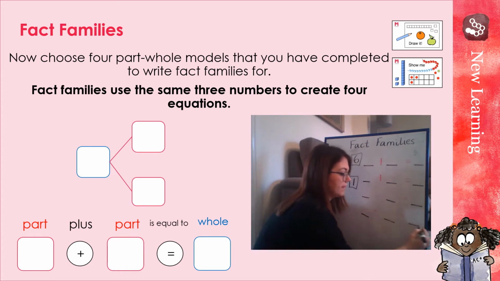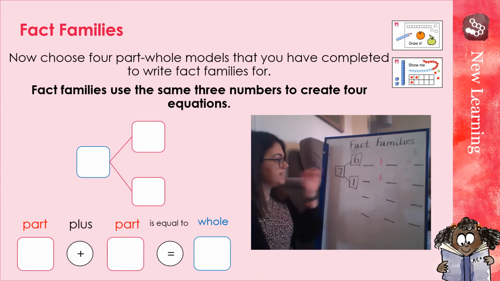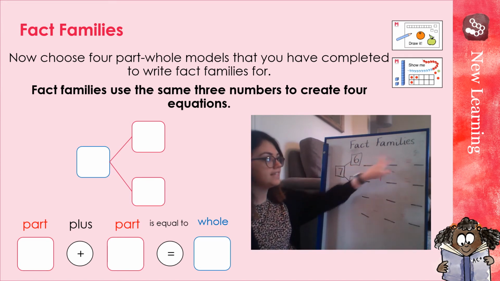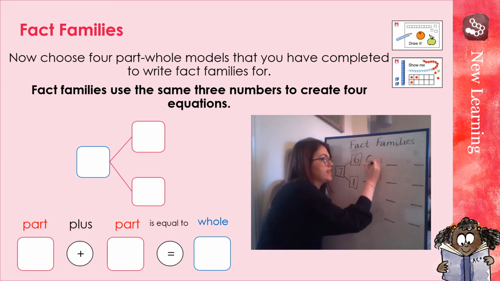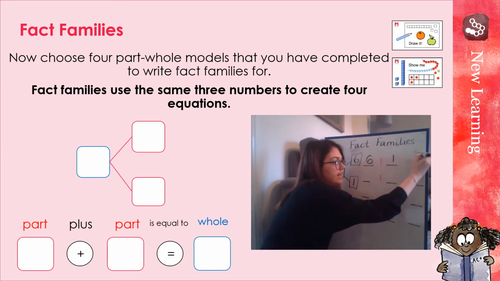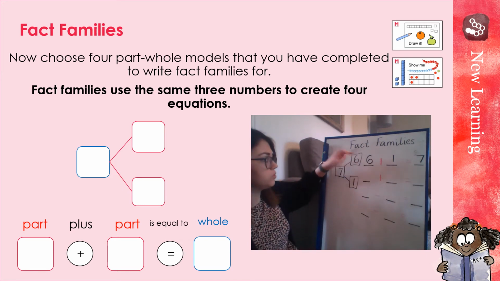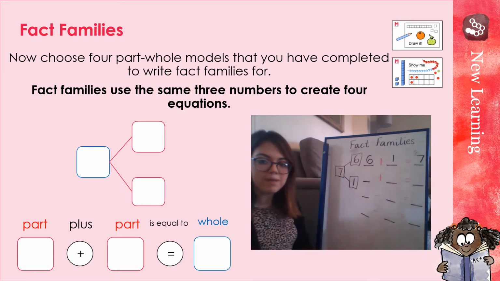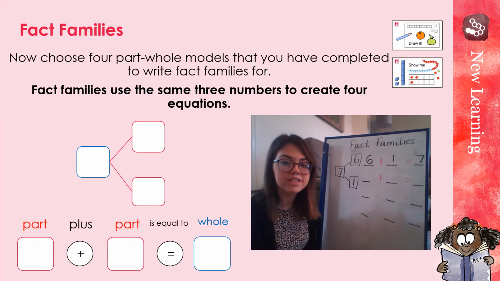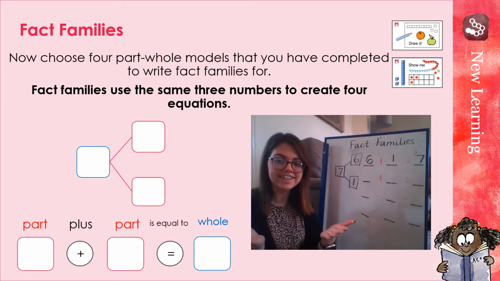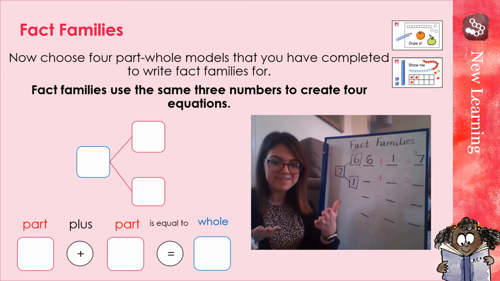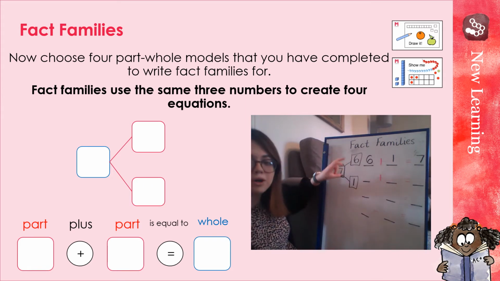So, the first equation I can write is 6 add 1 equals 7. That is my first equation I can do for an addition. 6 add 1 equals 7. Now then, I can also switch my parts around because my parts are commutative. Can you say commutative? Commutative. That means they can swap around.